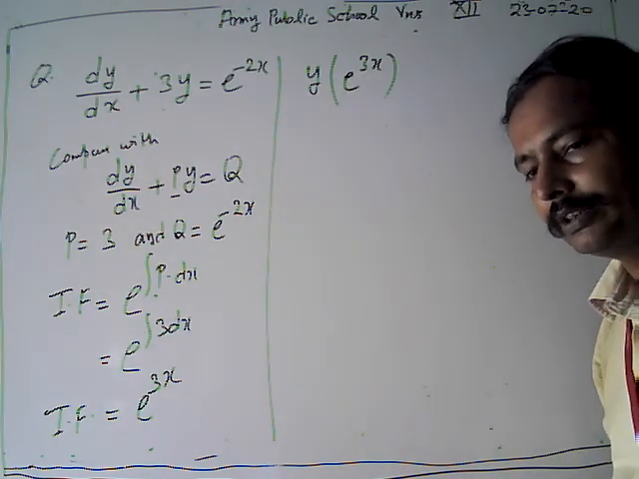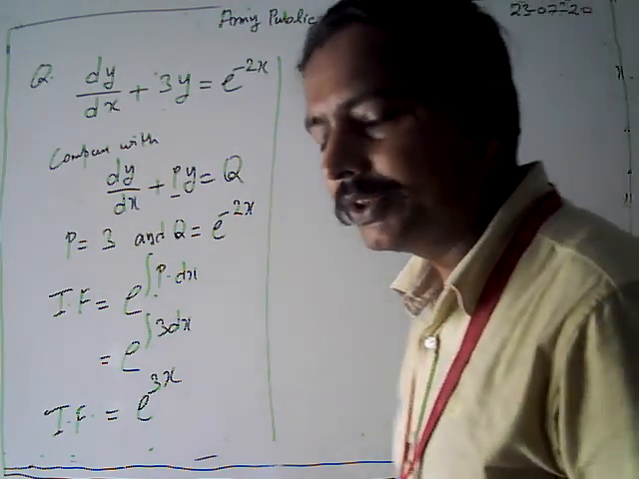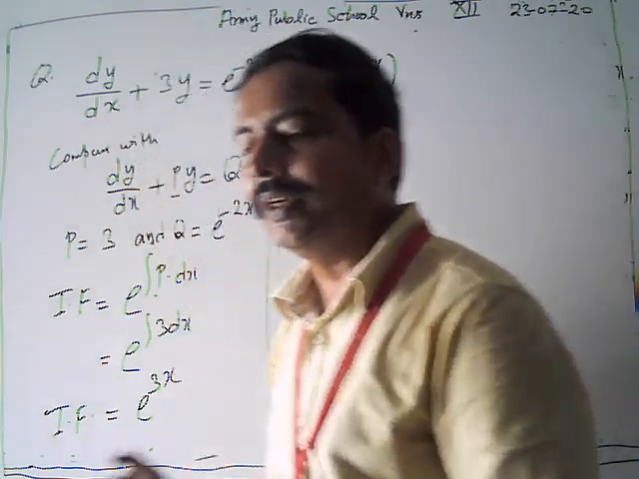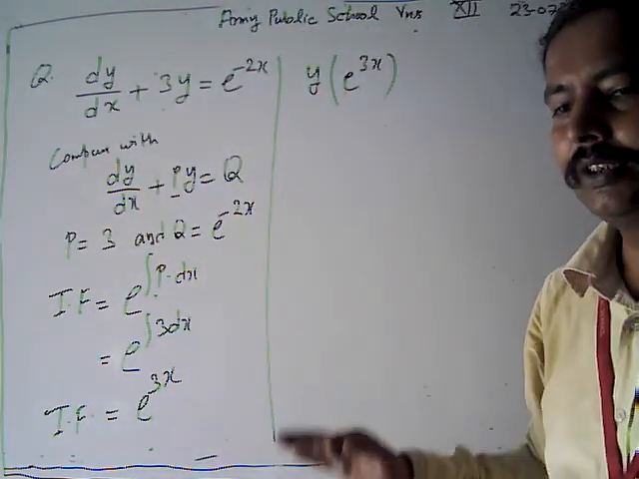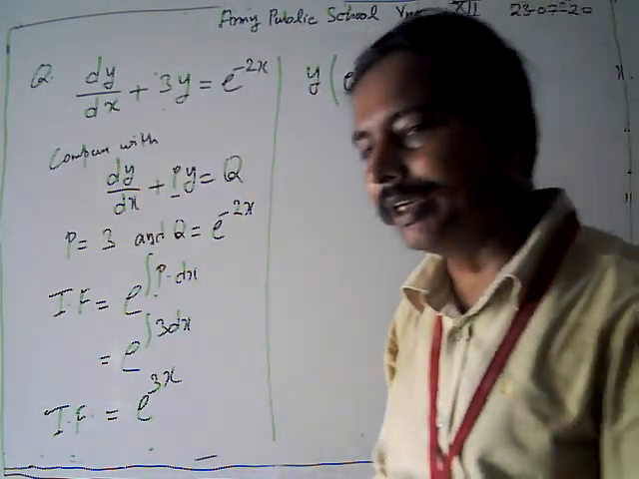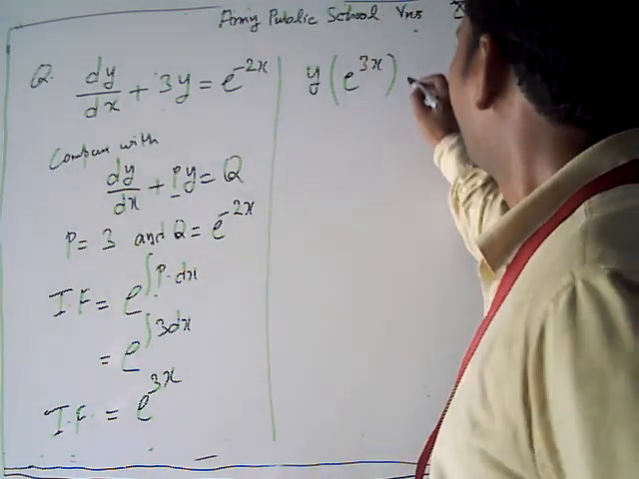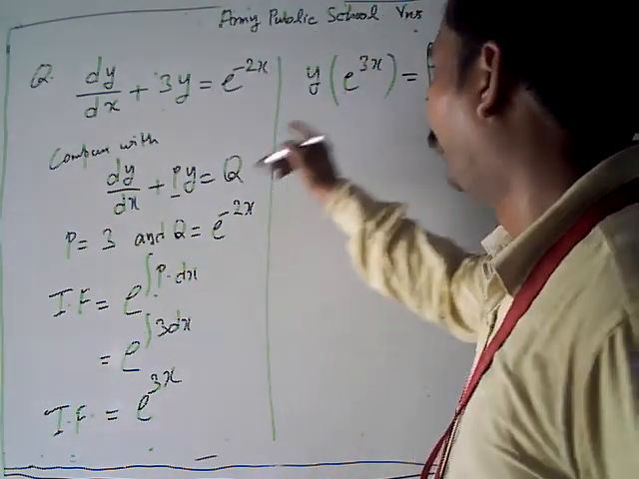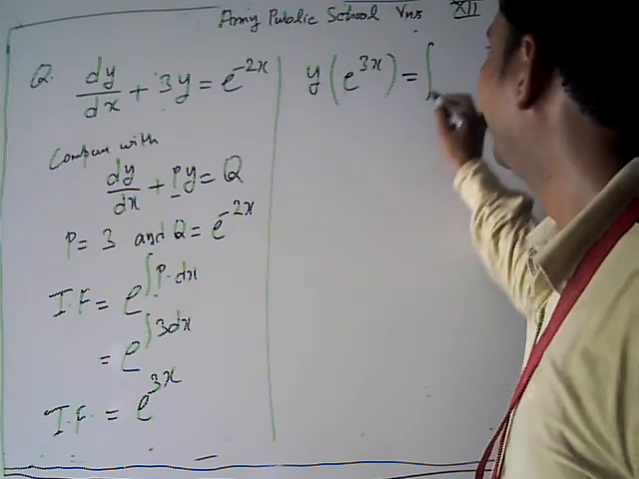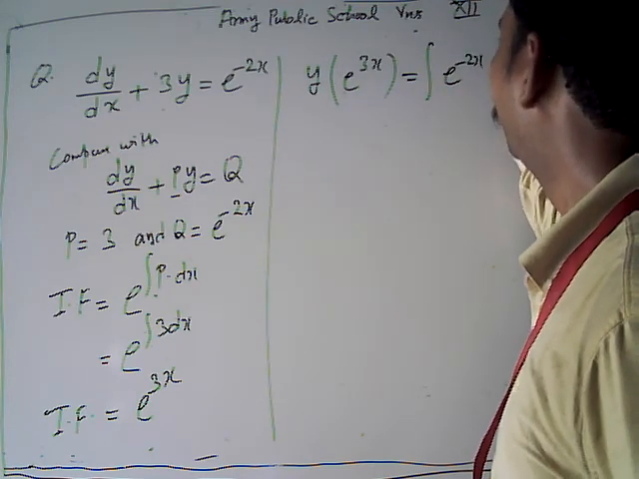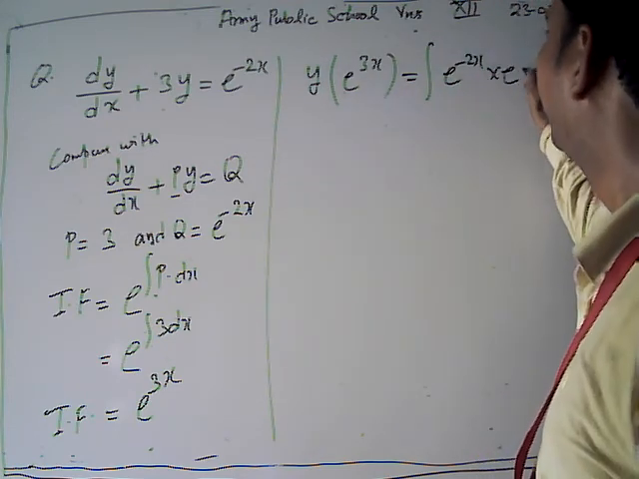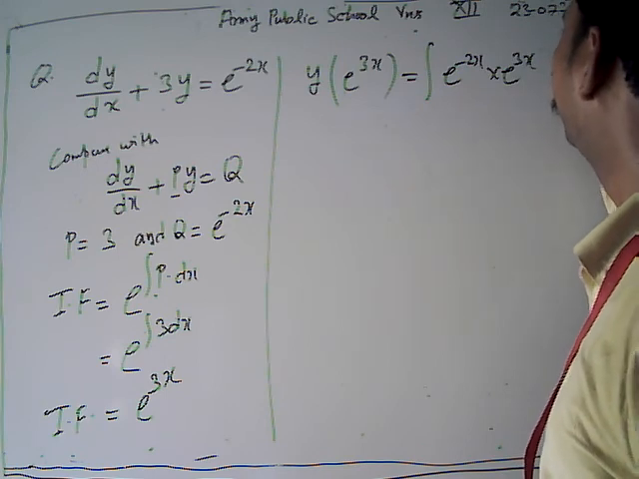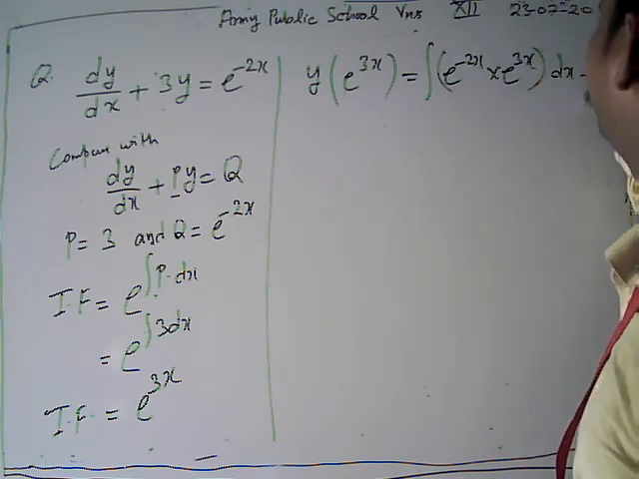Remember, what is our solution? Our solution is y into the integrating factor is equal to the integration of q into the integrating factor plus c. Then we have to solve the integration of q into IF. What is our q there? It is e to power minus 2x into the integrating factor e to power 3x dx plus c.